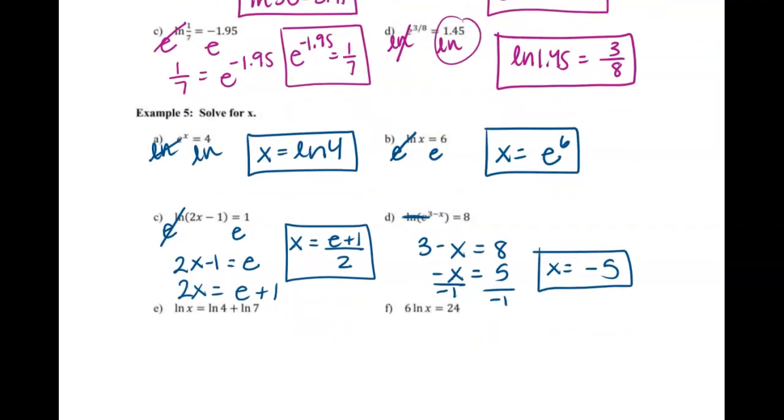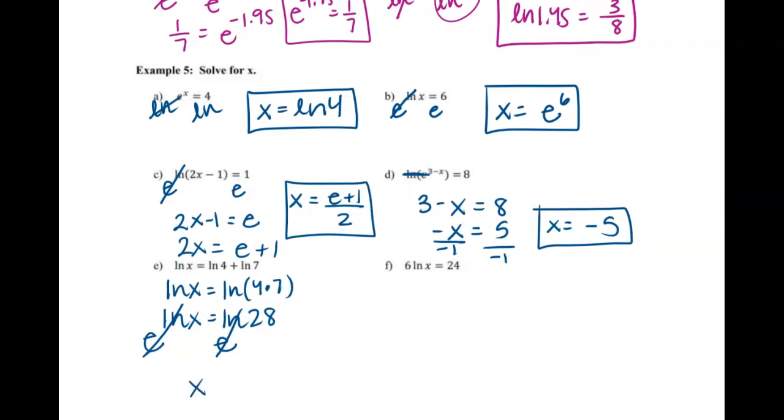For this next one, there's a couple ways to proceed. I'm just going to rewrite it first. Natural log of x. Natural log of 4 plus natural log of 7 can be rewritten as the natural log of 4 times 7. So we have natural log of x equals natural log of 28. The x is trapped in there with the natural log. Let's e it. Oh, look, both sides cancel. So x equals 28.